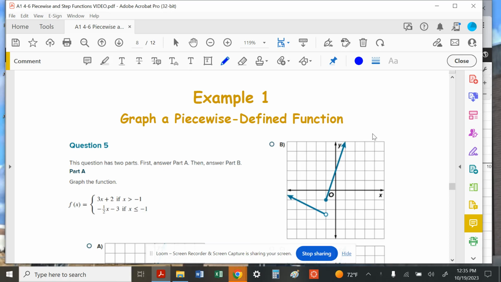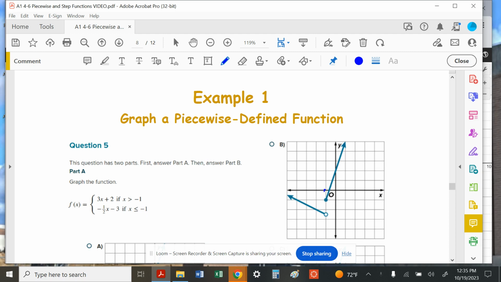Let's do our first example, which is a piecewise defined function. Even though this is really a piecewise linear function because both are lines, we can figure out what this is. Notice we have a function that has two parts to it. We have a line that's 3x plus 2 when x is greater than -1. Remember on this graph here, and this is just an example, this may not be the one that's actually correct, but let's take a look at this one here.